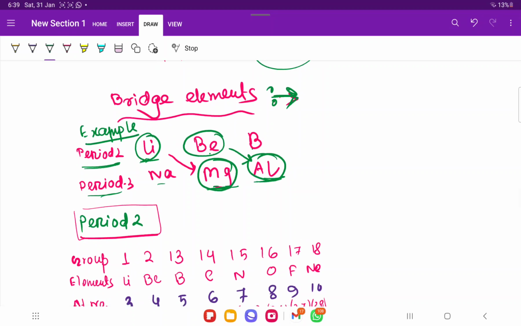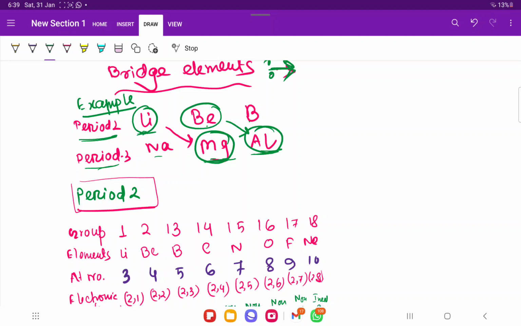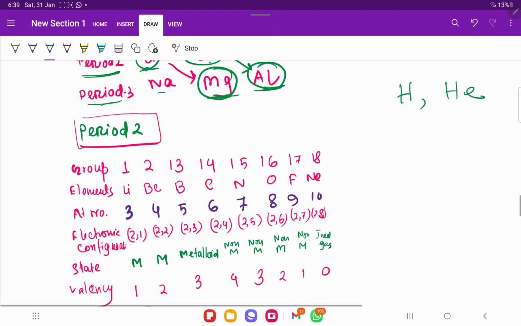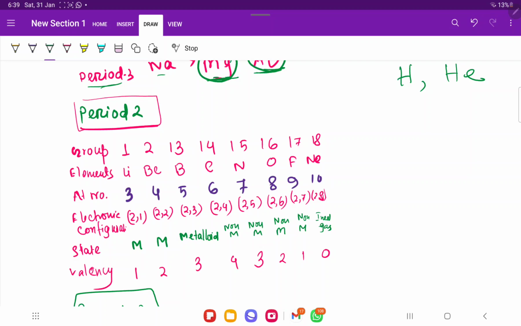Now one by one we will see. In period 1, who is present? Period 1 basically has hydrogen and helium. In the case of period 2, there are a total of 18 groups, right? These horizontal lines are called periods, and these columns are called groups. If you see, a total of 18 groups are present.